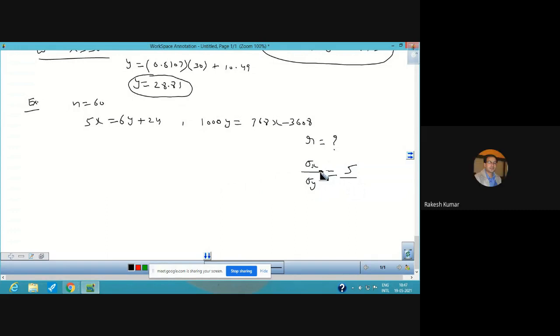So this should be 5 upon 4. This is what we want to prove. 5 upon 4 should be there. This is your second part. This is your first part, to find out r.